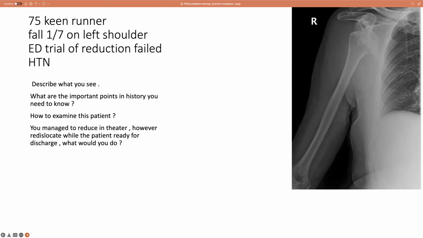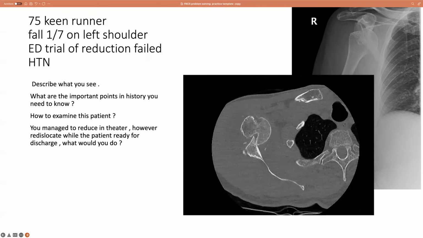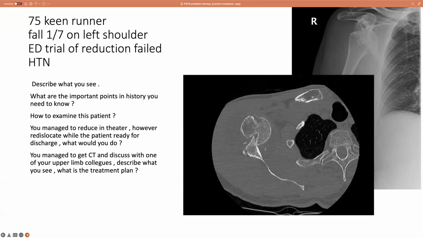You managed to reduce in theater. However, patient had a redislocation while he's ready to go home. What would you do? You had this CT scan and you discuss with one of your upper limb colleagues. Describe what you see and what's the treatment plan.